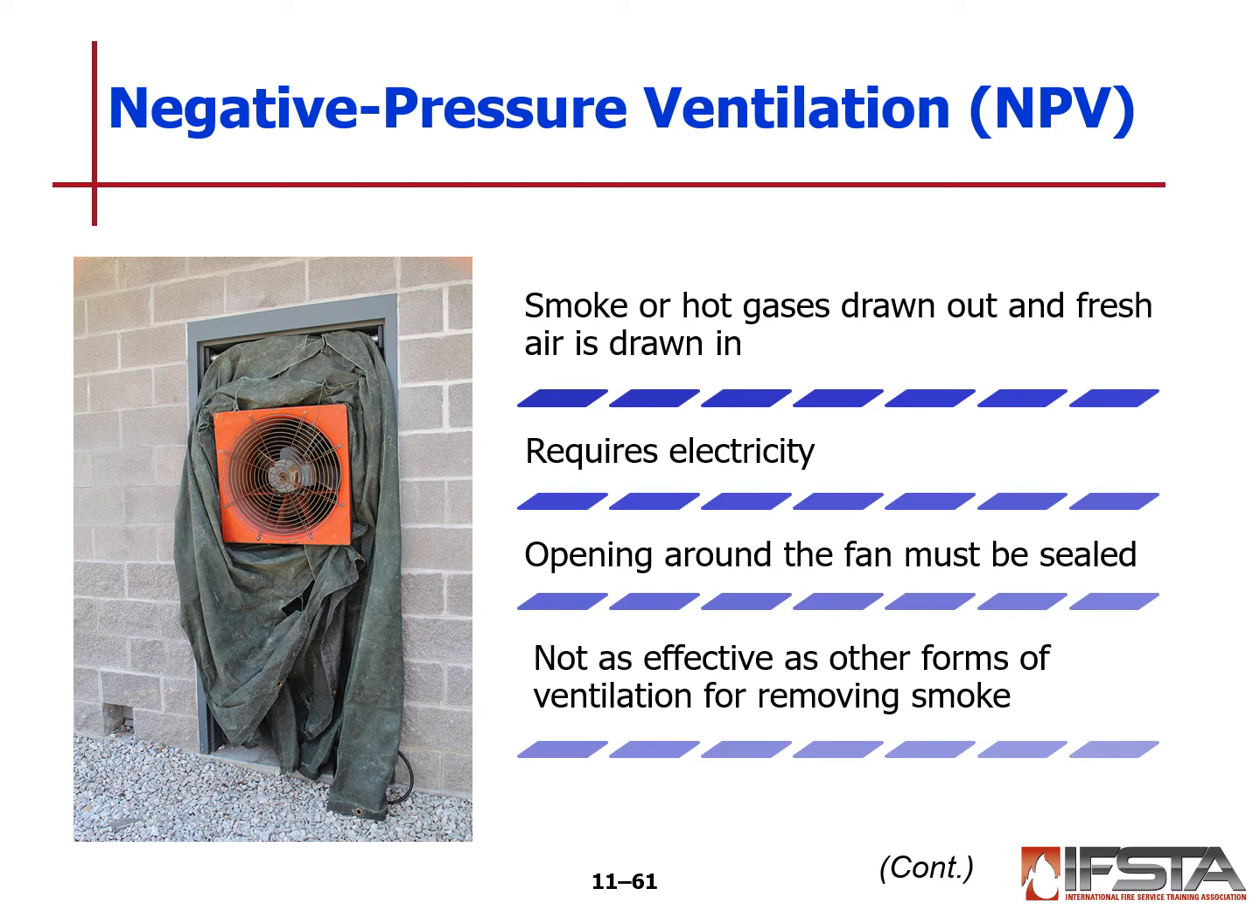Negative pressure ventilation, again, is not used as often nowadays as it has been in the past, but some still use it, and this is using smoke ejectors. Smoke or hot gases are drawn out, and fresh air is drawn in. This does require electricity. These are electric fans that they're using. Opening around the fan must be sealed, as you see here in the photograph. Not as effective as other forms of ventilation for removing smoke.